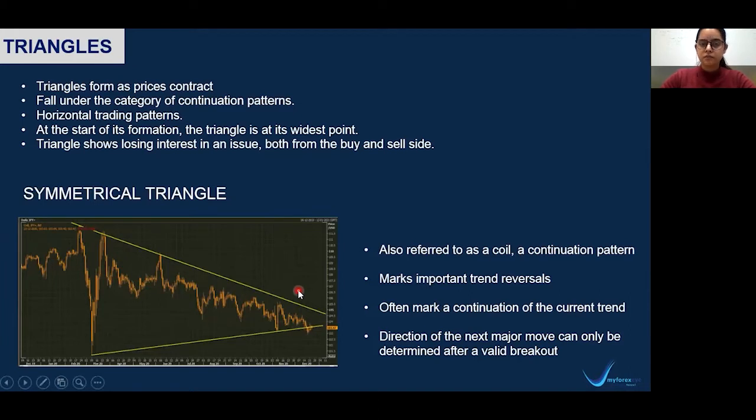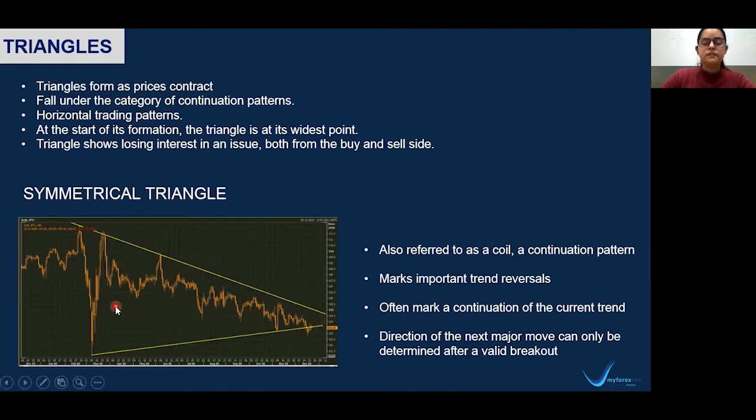At the start of the formation of a triangle, it is at its widest point and then it goes narrow. It narrows further. A triangle shows losing interest in an issue from both the buy and sell side. First, let's discuss symmetrical triangles. Also referred to as a coil, it is a continuation pattern.